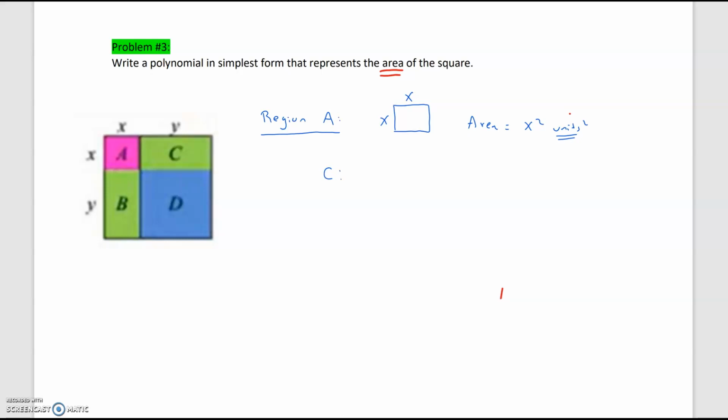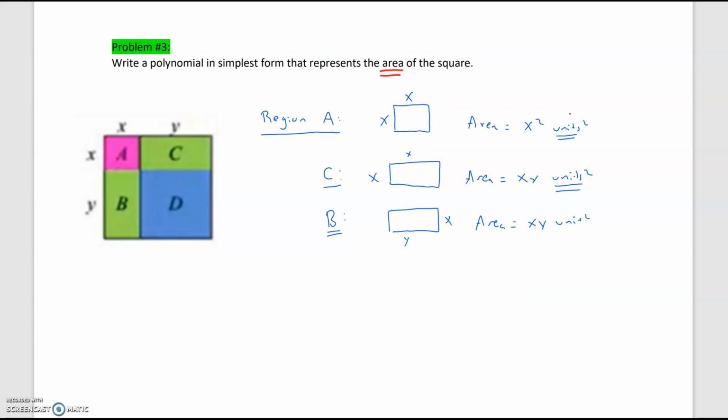Region C represents a rectangle which has sides of x and y. So area is equal to xy, technically units squared as well. Region B, it's another rectangle, not to scale, and it has x and y, so its area is equal to xy units squared.